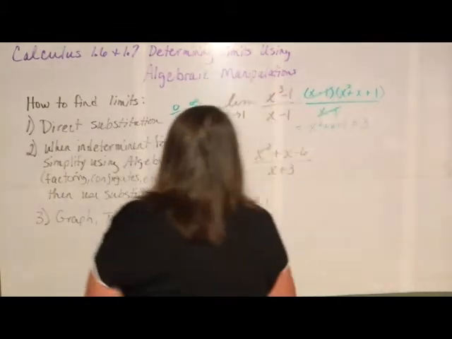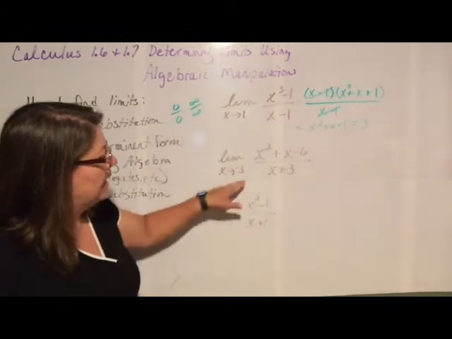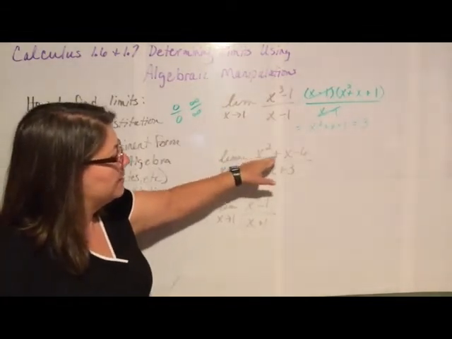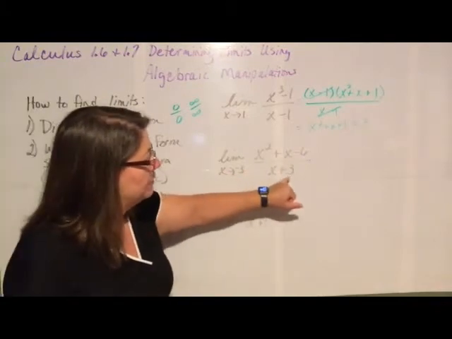For the second one, if I do direct substitution and I plug in -3, -3 squared is 9, plus -3 is 6, and 6 minus 6 is 0. And then -3 plus 3 is 0.